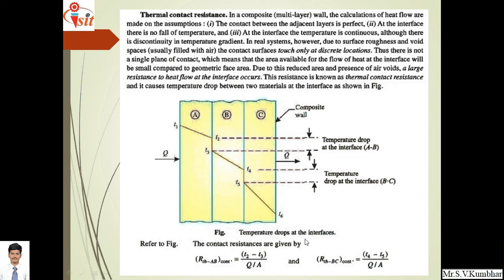The contact resistance RTHAB, that is the thermal contact resistance between A and B, is given as T2 minus T3. T2 will be the highest temperature, T3 will be the lowest temperature. T2 minus T3 divided by the heat transfer rate divided by the area through which it is flowing. Similarly, the thermal contact resistance between the B and C junction is given as T4 minus T5 divided by Q upon A.